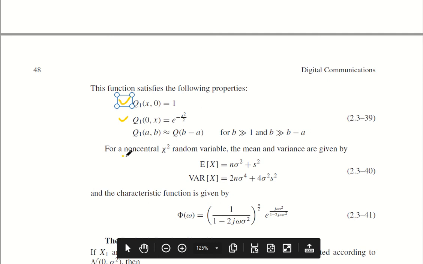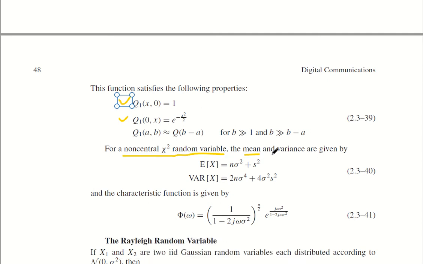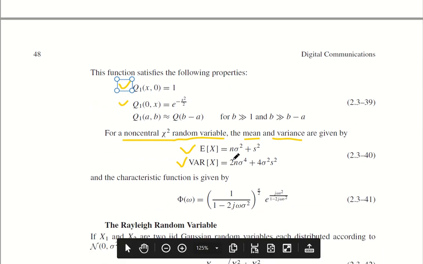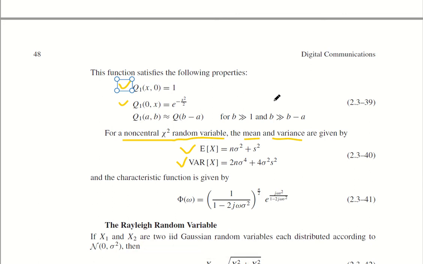The most important thing is the non-central chi-square random variable's mean and variance, which are given by: expectation of x equals n sigma square plus s square. Variance of x is 2n sigma to the 4 plus 4 sigma square s square, and s is defined as before. Okay, so I think that's the end of this session, and we will continue next session.